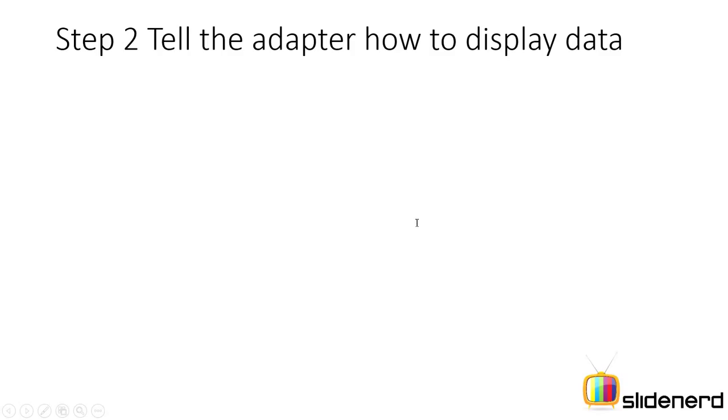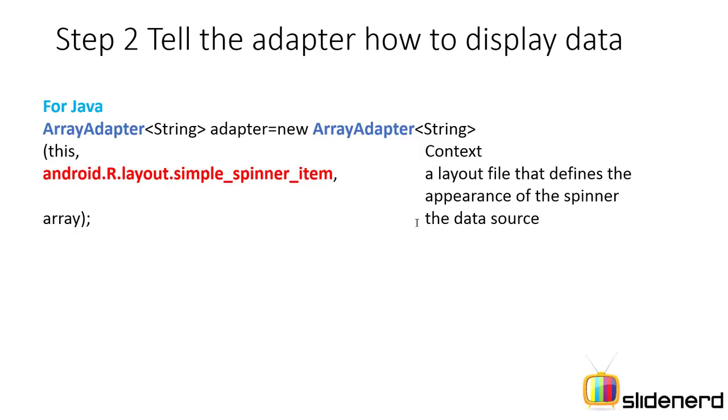Again, step 2, tell the adapter how to display the data. Again, this differs based on whether your array is in Java or XML. So you can have array adapter is new array adapter, and 3 parameters. First, a context. Second, a layout file that defines how a single item inside the list appears for a spinner. And the third parameter is the data source itself.